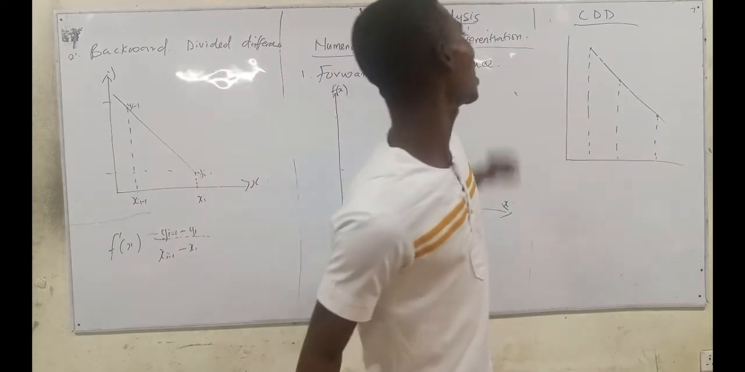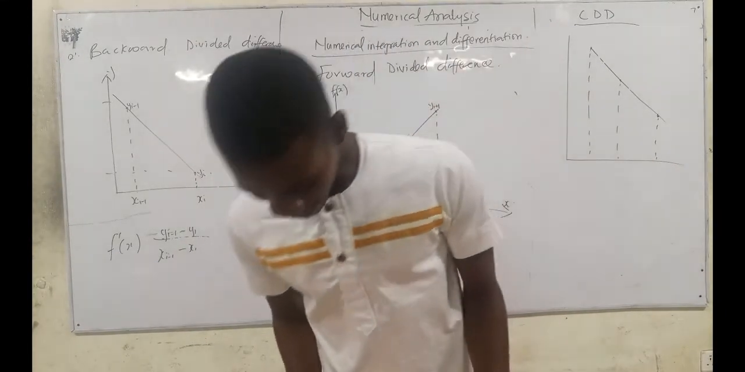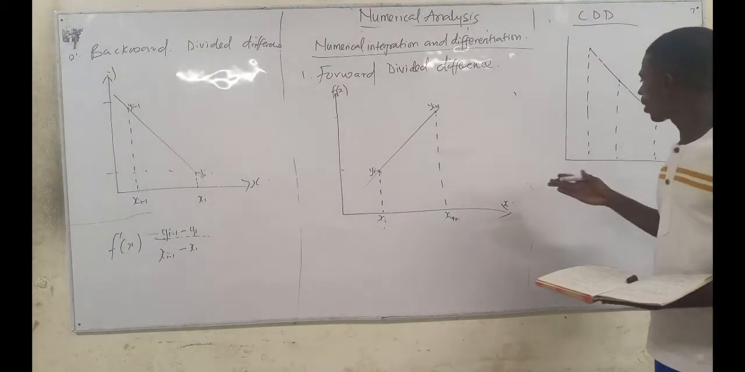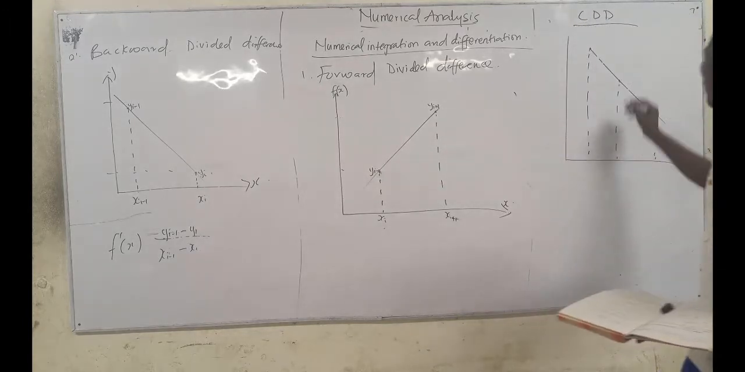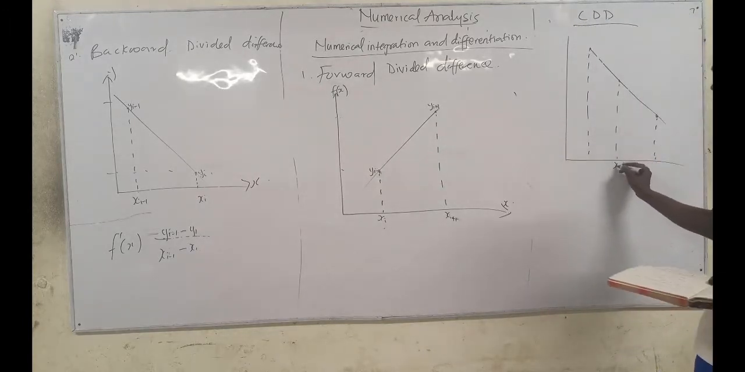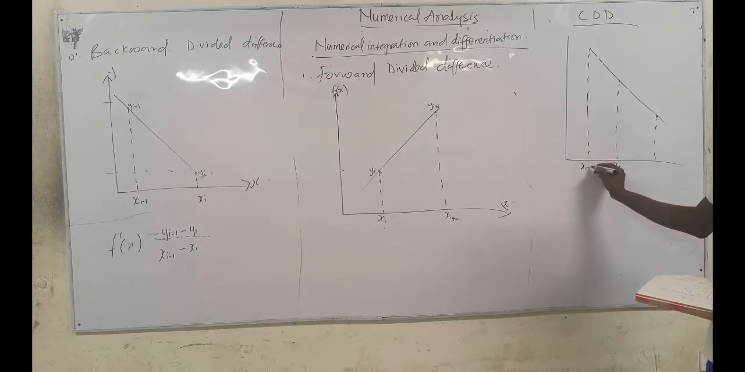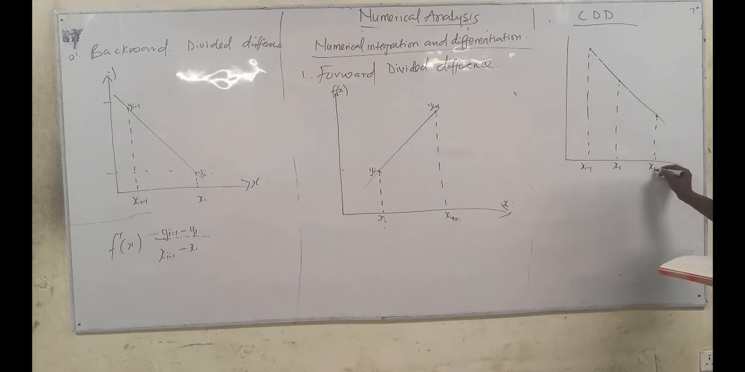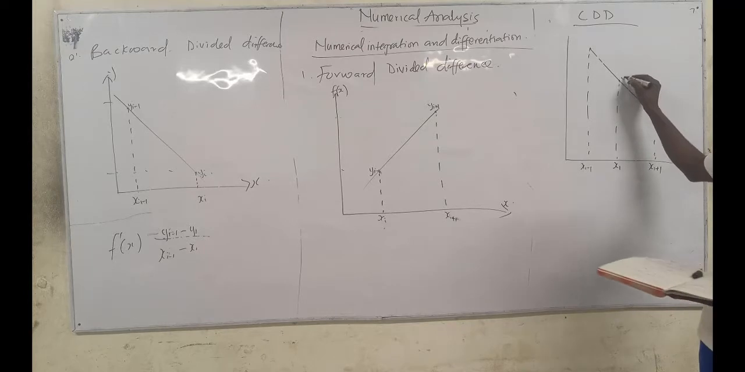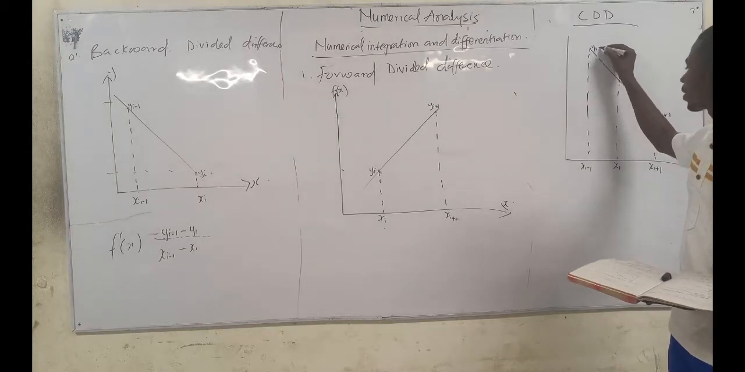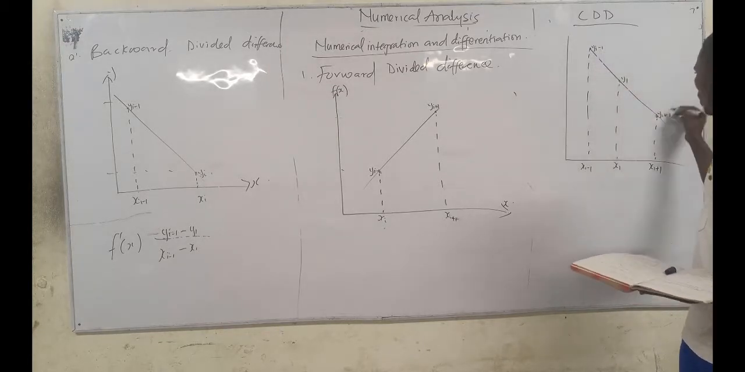Okay, the CDD means the central divided theorem. So we are comparing this one to that. If you have a middle point here, let's say here is the initial one, that's the xi. Coming back on here, we have xi minus 1. So here will be what? xi plus 1. Is that okay? So here will be yi, here will be yi plus 1, and here will be yi minus 1.